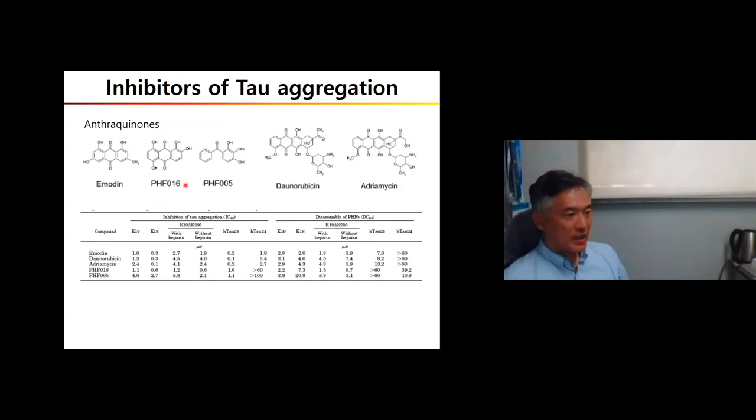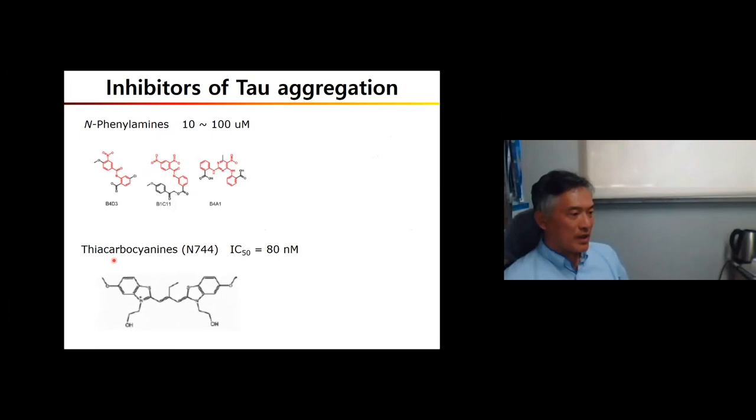And the other one is the N-phenylamine group or thiocarbocyanine group. In these structures, they possess almost the same features as the amyloid plaque imaging agent. They possess a planar structure, but these planes are somewhat distorted. So you can see the earlier amyloid plaque imaging agent has a linear planar structure, but the tau imaging agent, the anti-tau agent, shows a somewhat distorted planar structure.